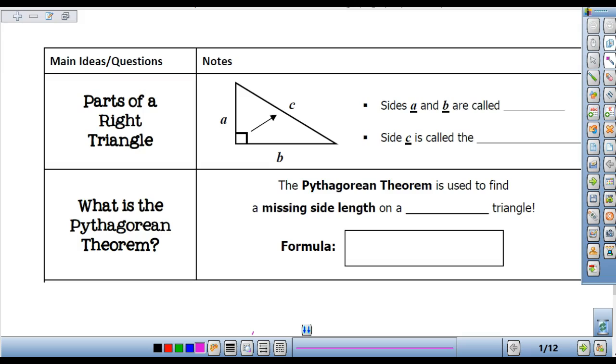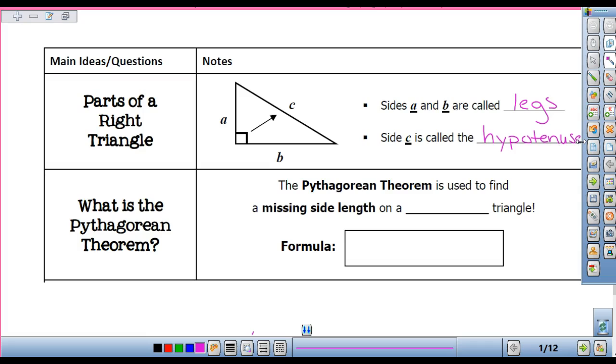Alright, listen. A right triangle. We talked a little bit about this when we were talking about the hypotenuse and the Pythagorean theorem. A and B are my two sides that are connected to my right angle. Those are called legs. So A and B are my legs. C is the side opposite the right angle. That is called the hypotenuse. Not the arm, the hypotenuse.